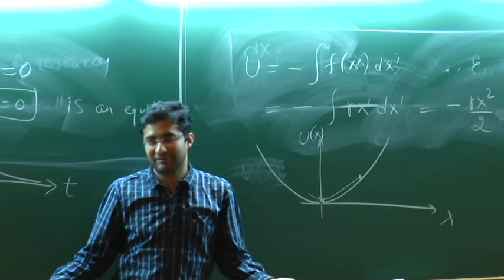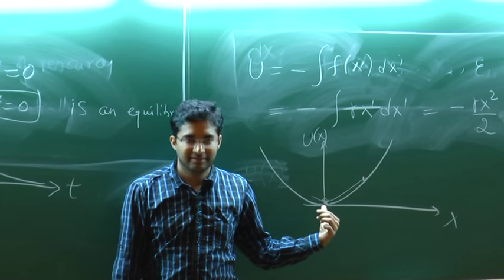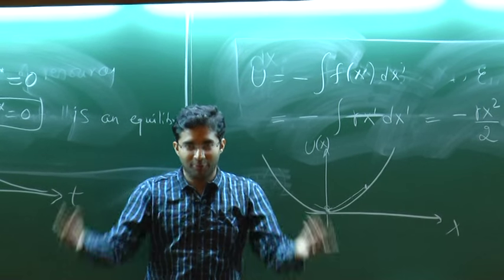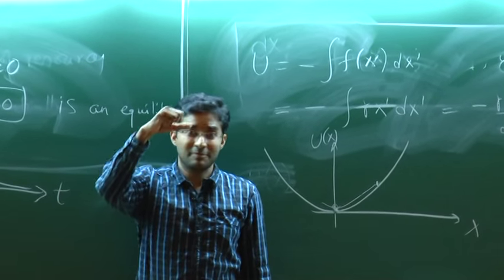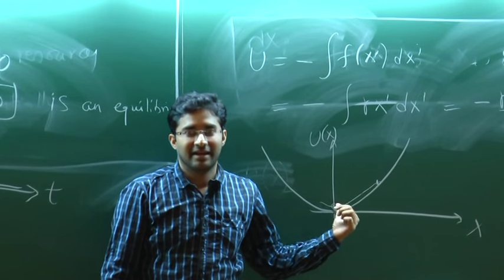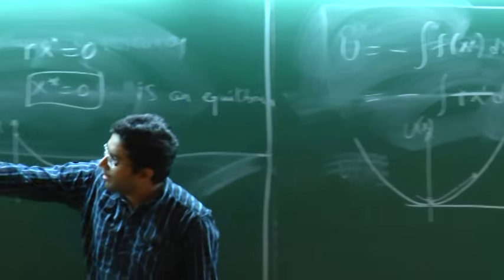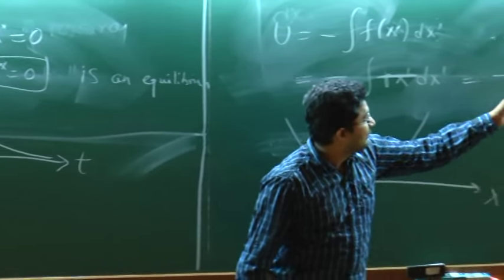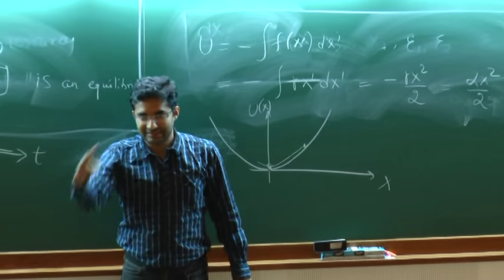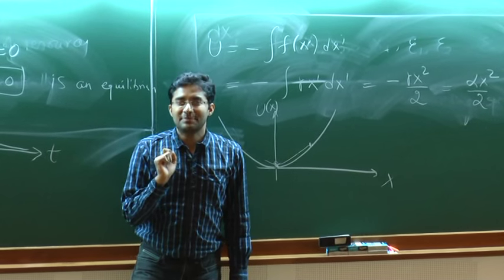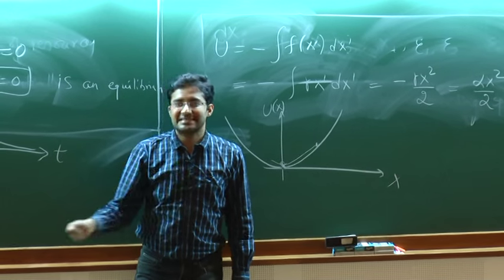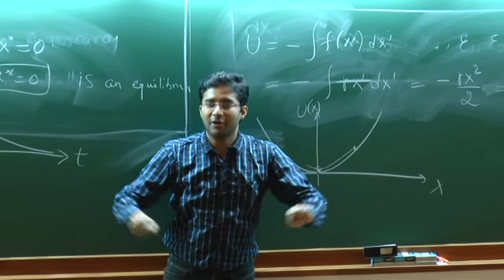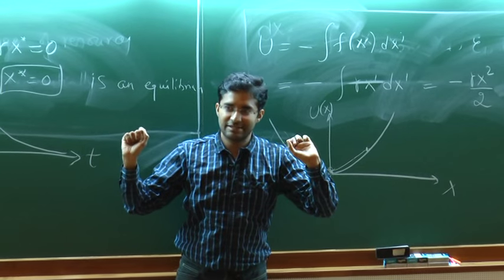Imagine I had an unstable equilibrium. How would this look like? Without doing any mathematics, it should be the opposite, right? So an unstable equilibrium is a maximum of this potential. And it's very easy to see if we just had r positive. If we had r positive, what will this function be? It will be a negative function. Therefore, it would look like this. An unstable equilibrium, therefore, can be thought of as maxima of this potential, whereas a stable equilibrium can be thought of as a minima of this potential. Is it all clear to everyone?